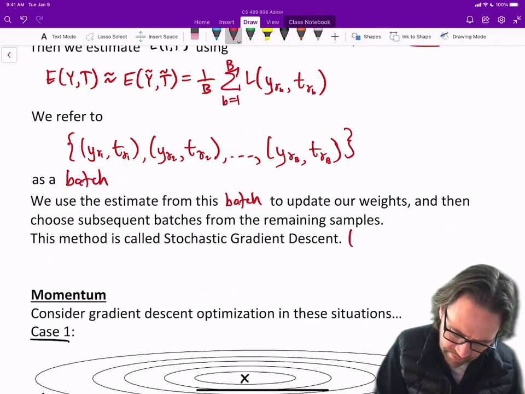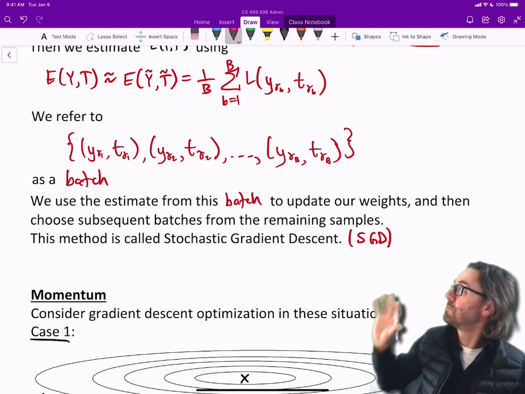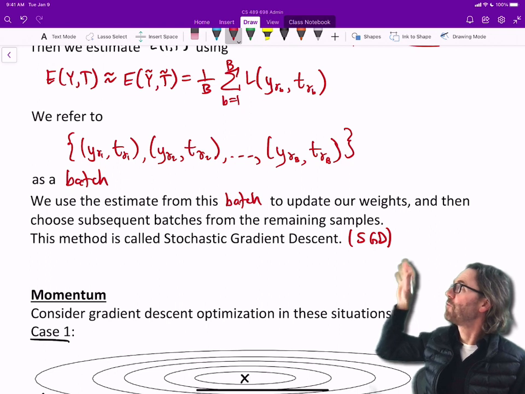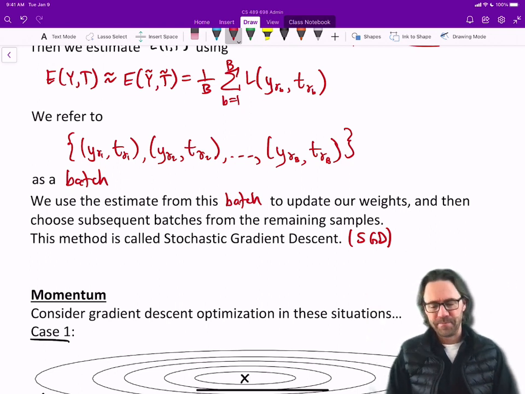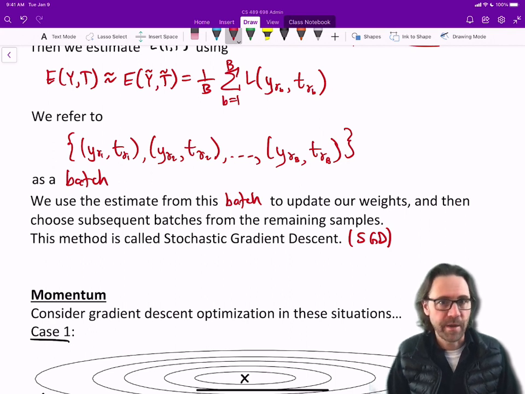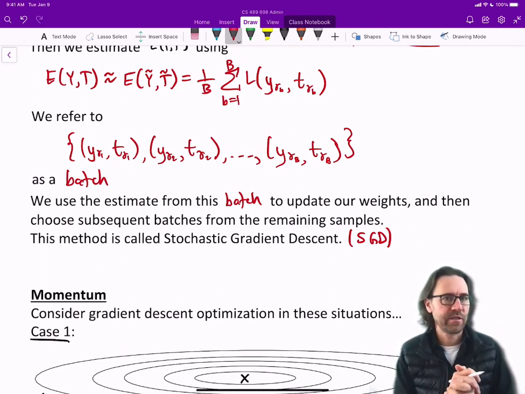Maybe I'll put it here, SGD. I think I'm writing close to my head. So even other methods that I'll talk about shortly, like momentum and Adam and stuff like that, use stochastic gradient descent in the sense that they are estimating the gradient stochastically from a randomly chosen subset of our samples.